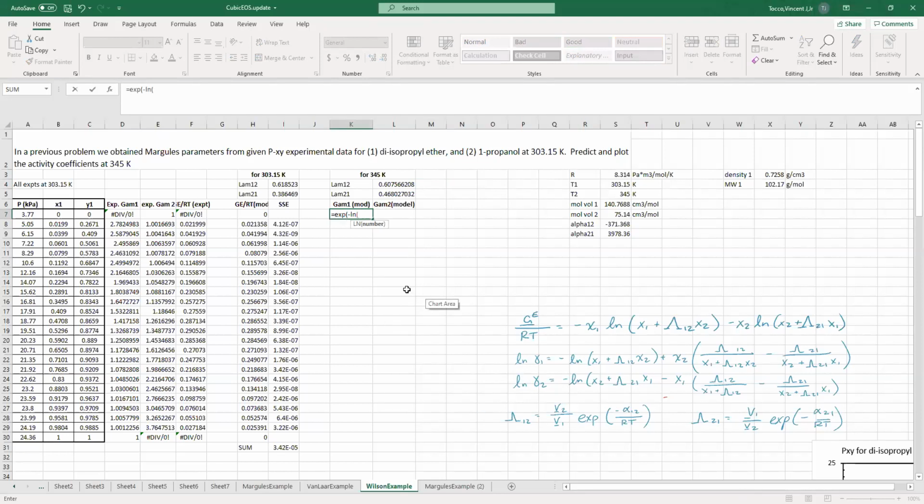Exponent of ln times ln x1 plus lambda 1, 2 times 1 minus x1 plus x2, 1 minus x1. Sorry, I'm going really slow, trying not to make a mistake here.